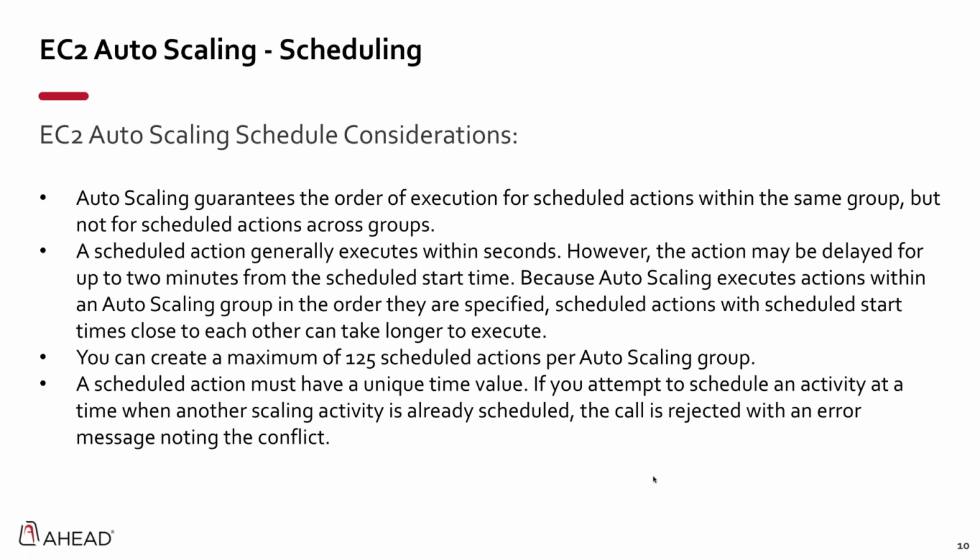This one I'm calling out here because it happened to be part of the scaling scheduling considerations. Auto scaling guarantees the order of execution for scheduled actions within the same group, but not for scheduled actions across groups, meaning that one auto scaling group is going to do its own thing as far as execution goes for your scheduled actions. Scheduled actions generally execute within seconds, but they may be delayed for up to X number of minutes.